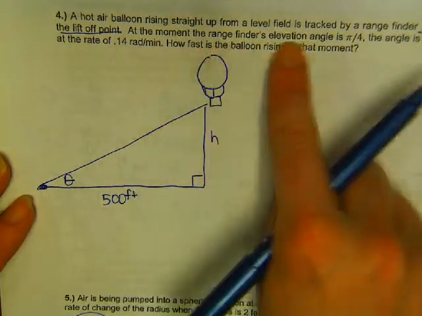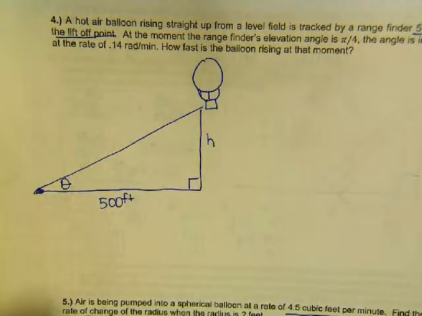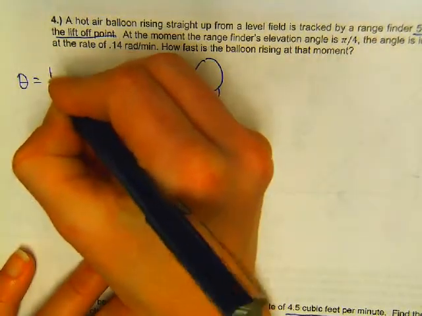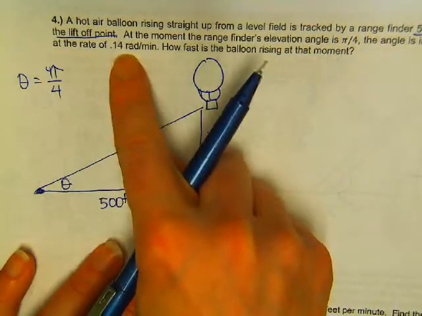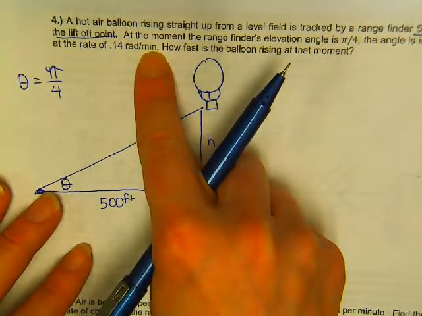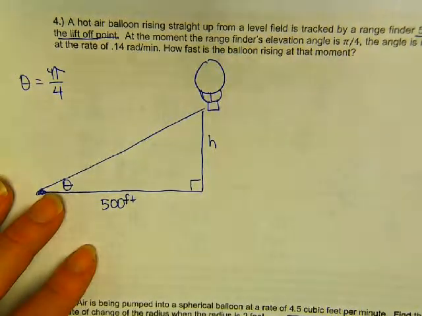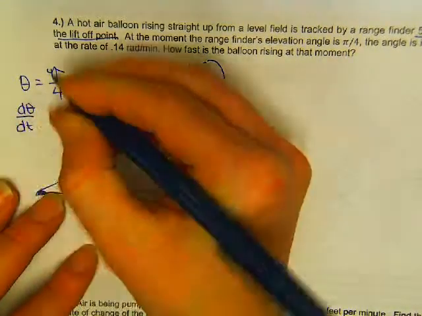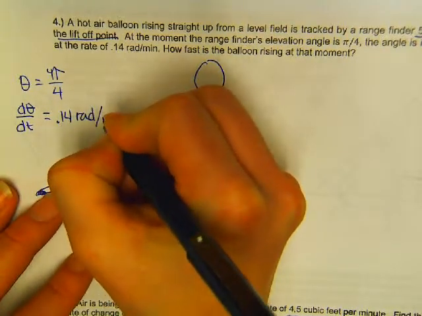At the moment the rangefinder's elevation angle is pi fourths. Aren't you given theta then? Okay, would we write down please theta is pi fourths. The angle is increasing at a rate of 0.14 radians per minute. What did I just give you? The rate of change of the angle is increasing. d theta/dt is 0.14 radians per minute.